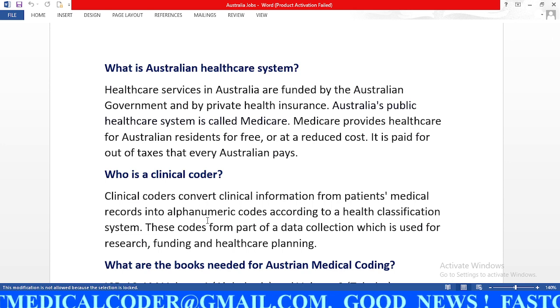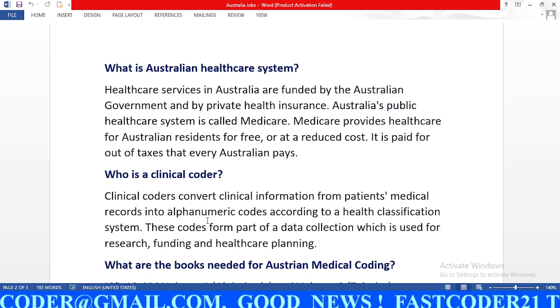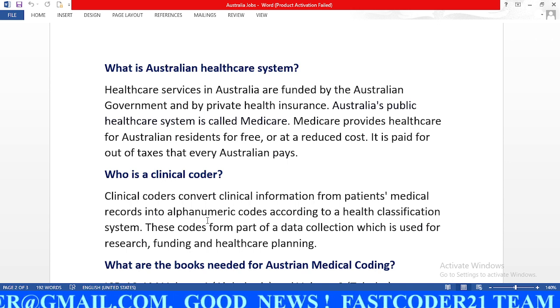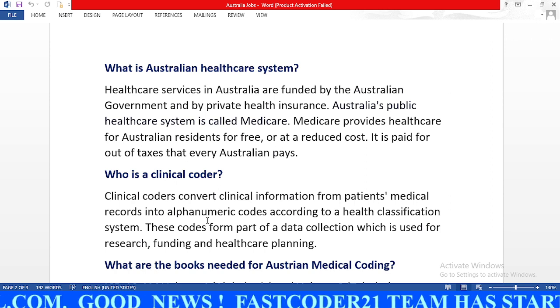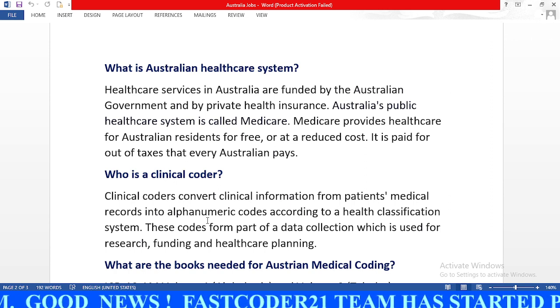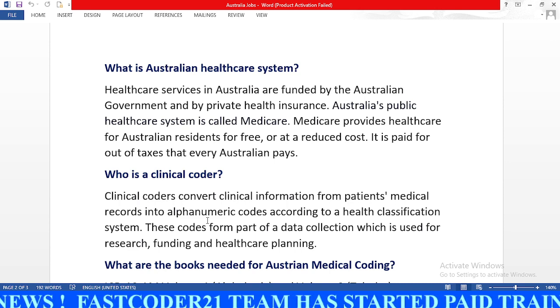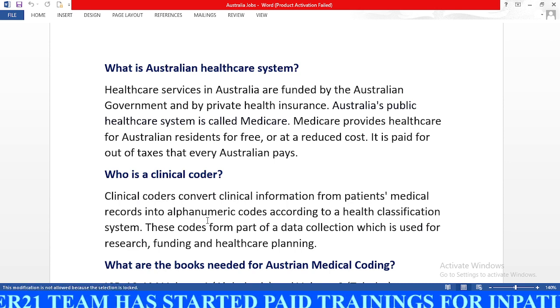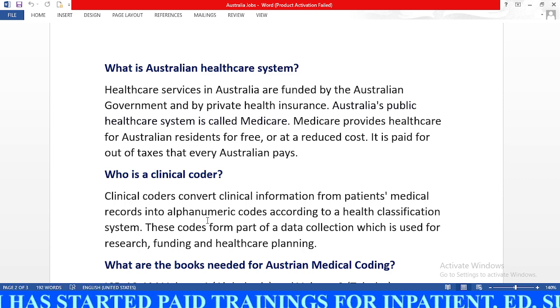So basically in Australia also we have two types of health insurance. First one is Australian government funded one. Second one is private health insurance. So usually we will call Australia's public healthcare system Medicare. This Medicare provides free healthcare to Australian residents.